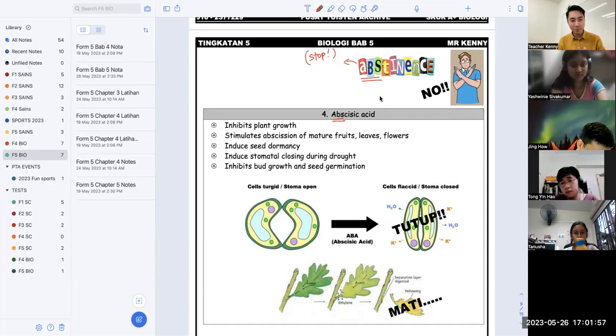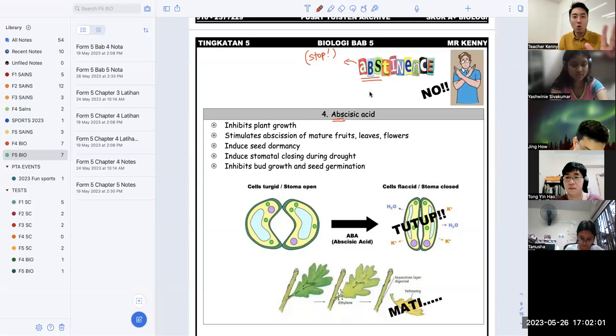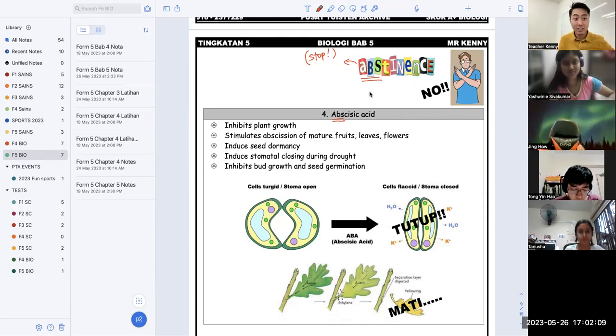Okay, so abstinence is like, everything I want to grow more, no. I want to have more, no. I want to flower, no. Everything, no. Just remember this hormone is just no all the way. Okay, semua pun tak boleh.